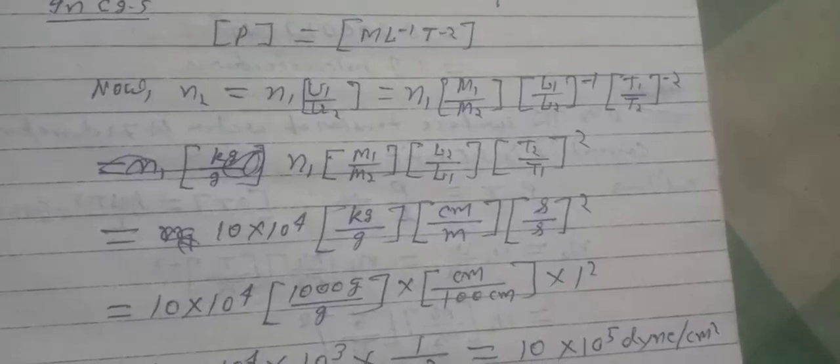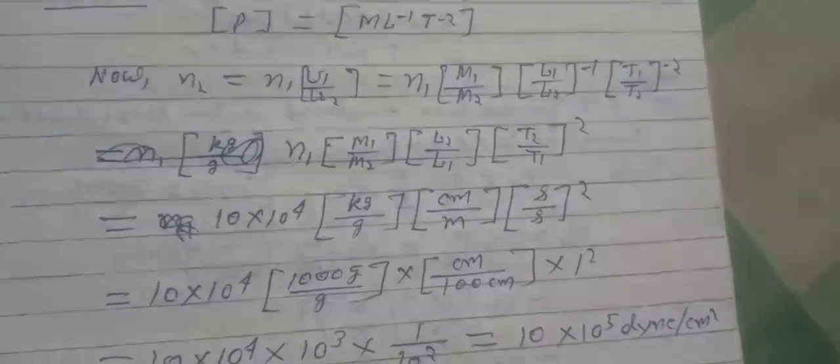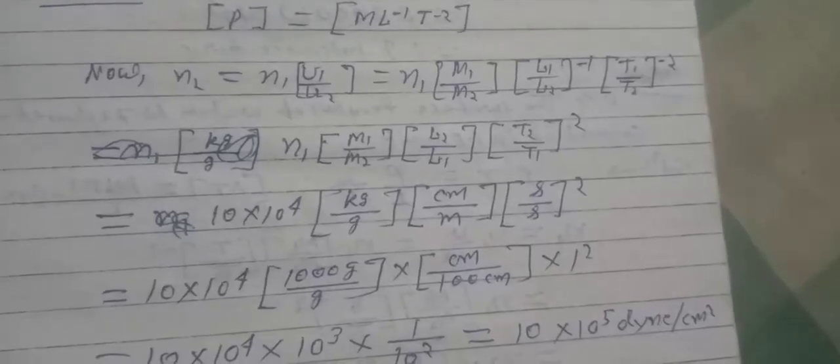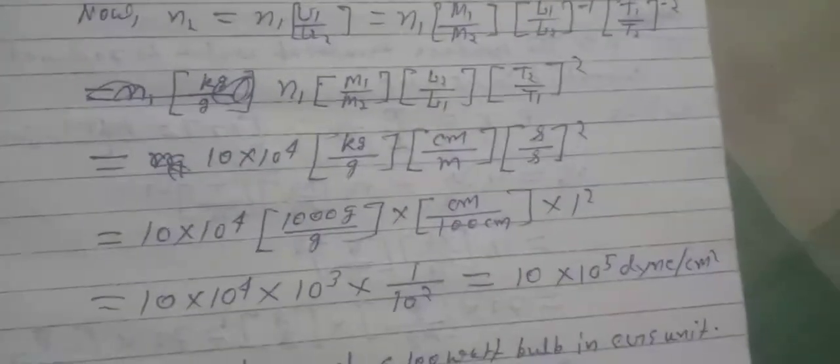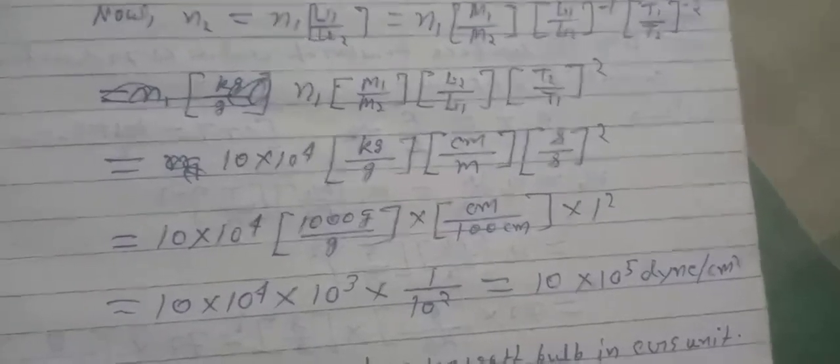Hence now n2 equals n1 times (u1 by u2). So n1 times (M1 by M2), (L1 by L2) to the power minus 1, (T1 by T2) to the power minus 2 equals n1 into (M1 by M2), (L2 by L1), (T2 by T1) to the power 2.